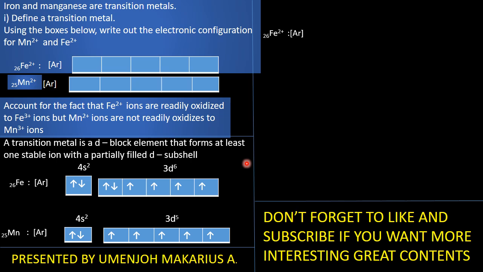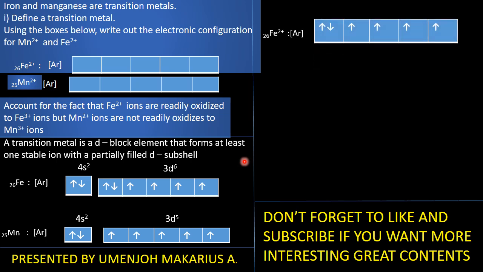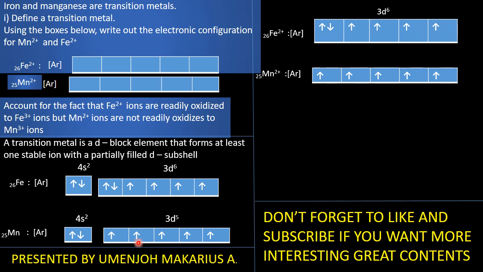For the Fe2+ ion, we simply have this orbital because the 4s cancels out, and we can label that as 3d6. Then for the manganese 2+ ion, we have the argon core and just this orbital, which we can label as 3d5. So that's the answer to the second part.